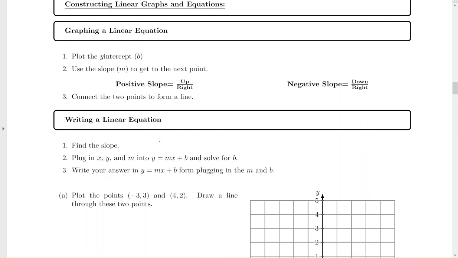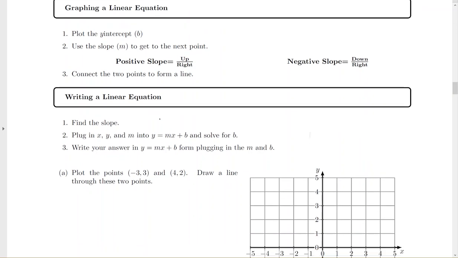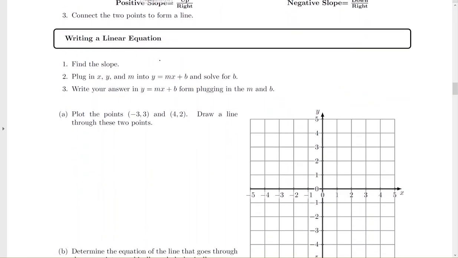If we're writing the equation of the line, though, we're going to take a look at finding the slope first by using the slope formula, or we can count it off if we've got the graph. Plug in the x, the y, and the m to solve for b, our anchor point, and then rewrite the equation, y equals, plug in your m and plug in your b for y equals mx plus b form.